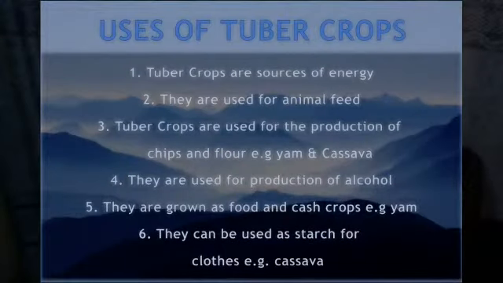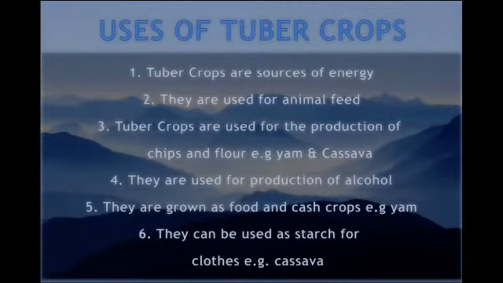Number 3, tuber crops are used for the production of chips and flour. Example, cassava chips and yam flour. Number 4, tuber crops are also used for the production of alcohol. Example, beer.